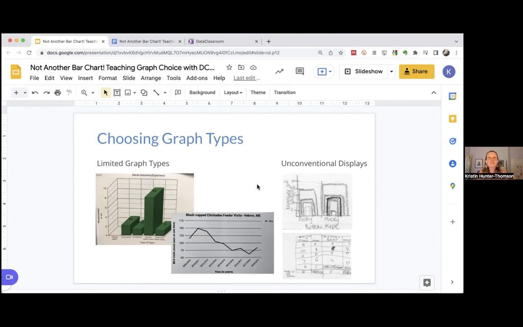But when it comes to our students working with data, this sometimes creates tension because they just go to these limited graph types. Or they create these unconventional graph types. This, by the way, is a nested bar chart where the different categories are all nested within one another. And it makes it really hard to figure out what was the student thinking? What were they actually doing? How are they trying to process the data?